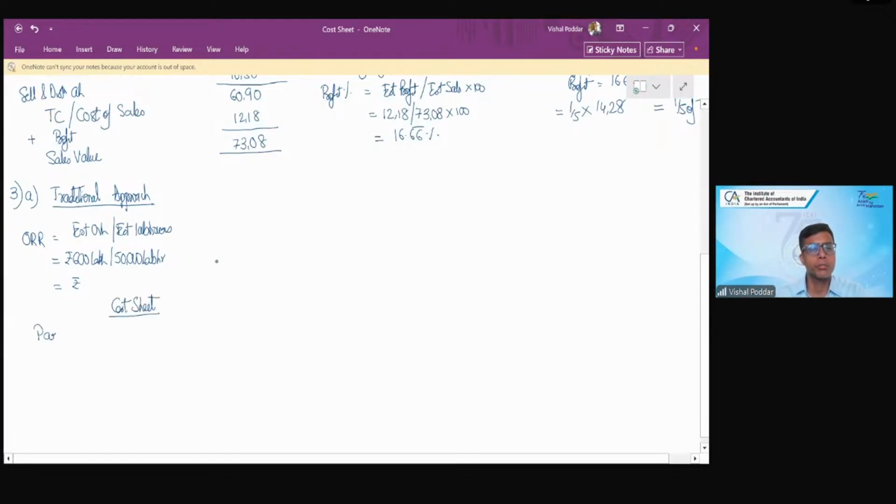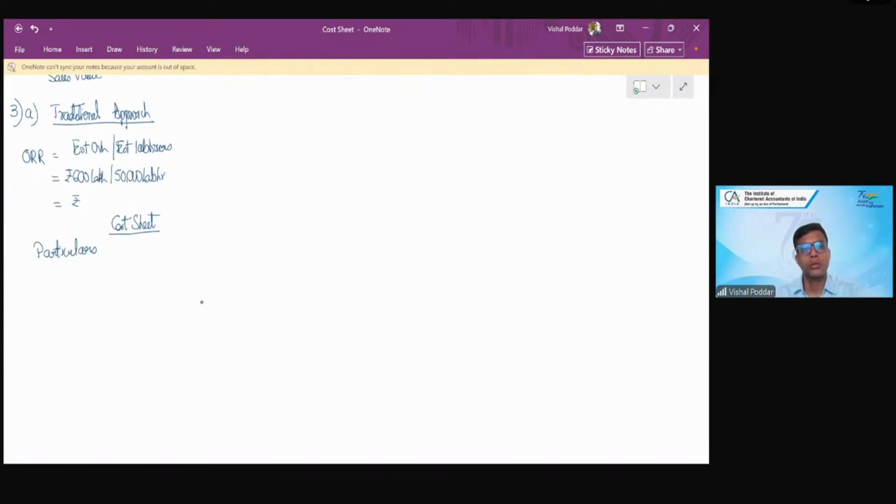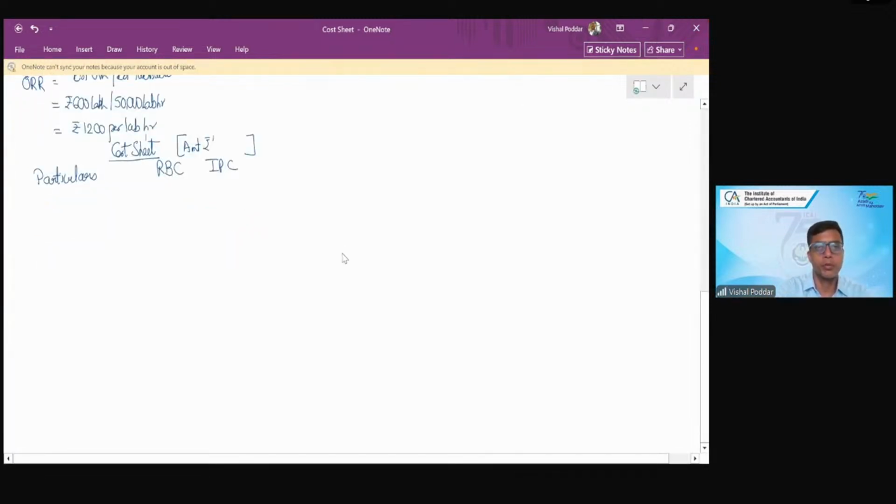So it is particulars and your two construction projects. One is residential, the other is industrial. Amount in rupees, we will decide after looking at the data. So Manu has given me 1200. Acha, you are talking about ORR. Anurag has also given me 1200. So this is 1200 per labor hour. Let us now proceed.